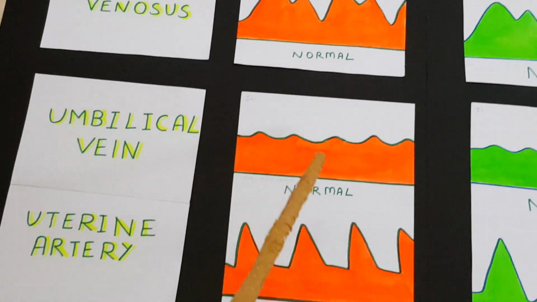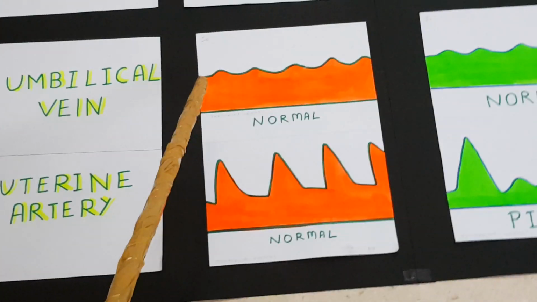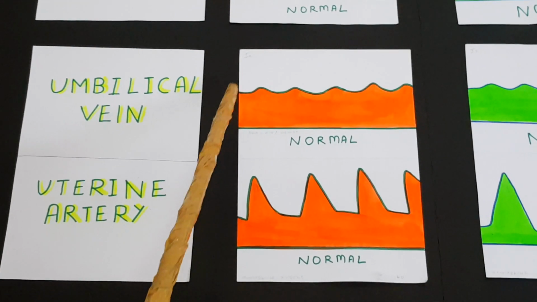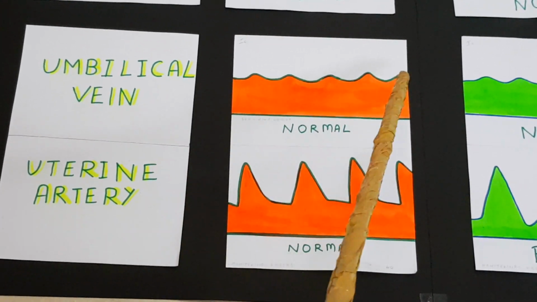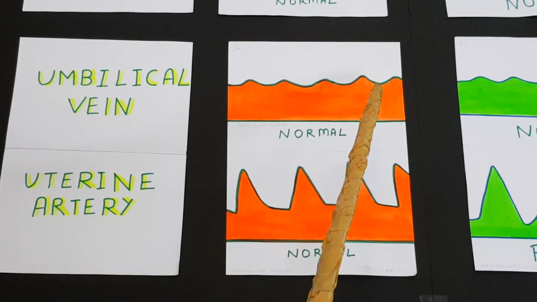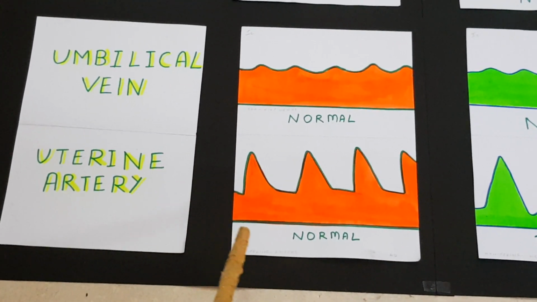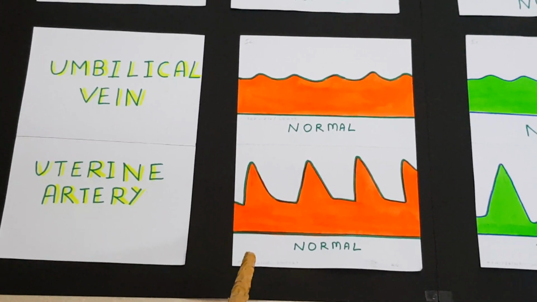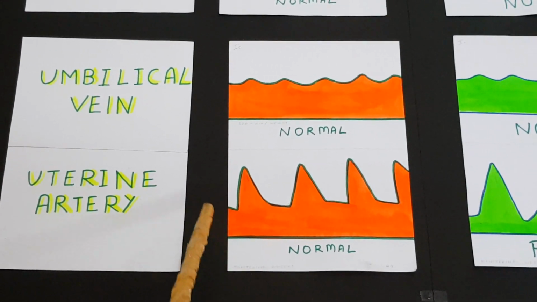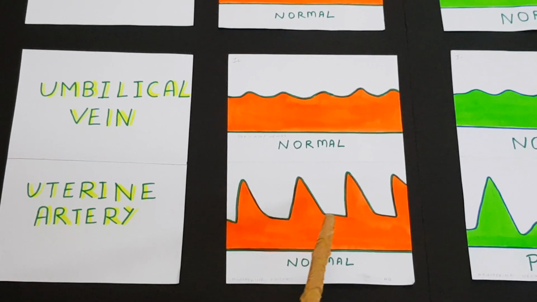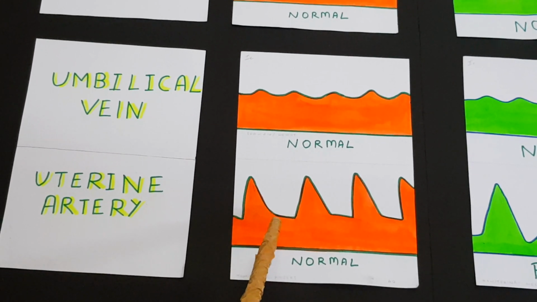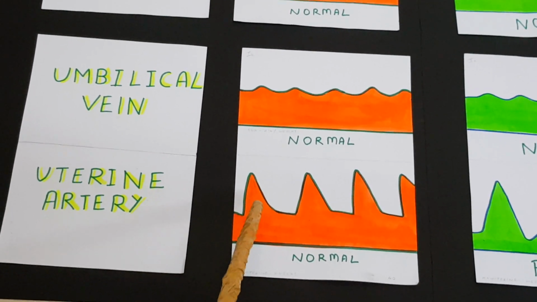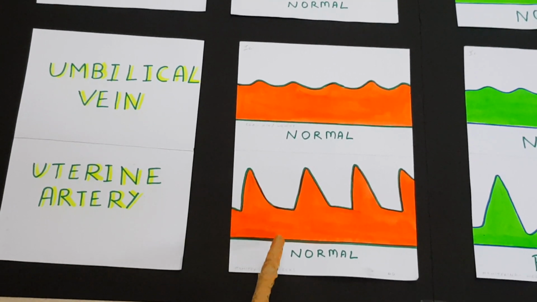Coming to the umbilical vein waveform, you can see that the flow is uniform, phasic and non-pulsatile. This is the uterine artery waveform. In the uterine artery waveform, again we have a low resistance type of flow with a good diastole well above the baseline, and there is no early diastolic notch.